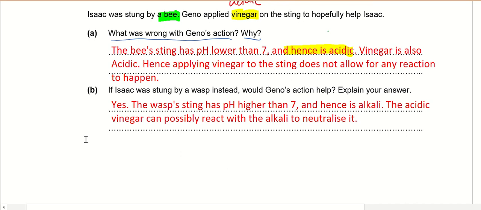I'm not going to pause to let you copy down the answer. To take down your answer, please mark and do your corrections. You can pause the video at any point in time to mark your answer and take down the correct answer.